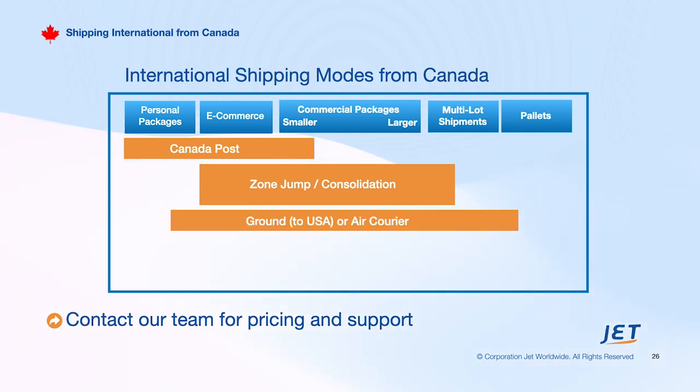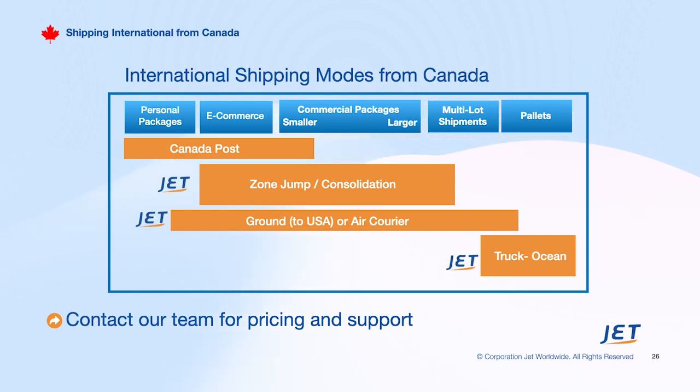For heavier packages, FedEx and UPS Ground are the preferred option to the United States. For overseas destinations, FedEx, UPS, and DHL air options are usually best for commercial shippers. Trucking to the United States and international sea freight are best for large commercial orders. And these are just some of the factors our team considers to find your best shipping options.